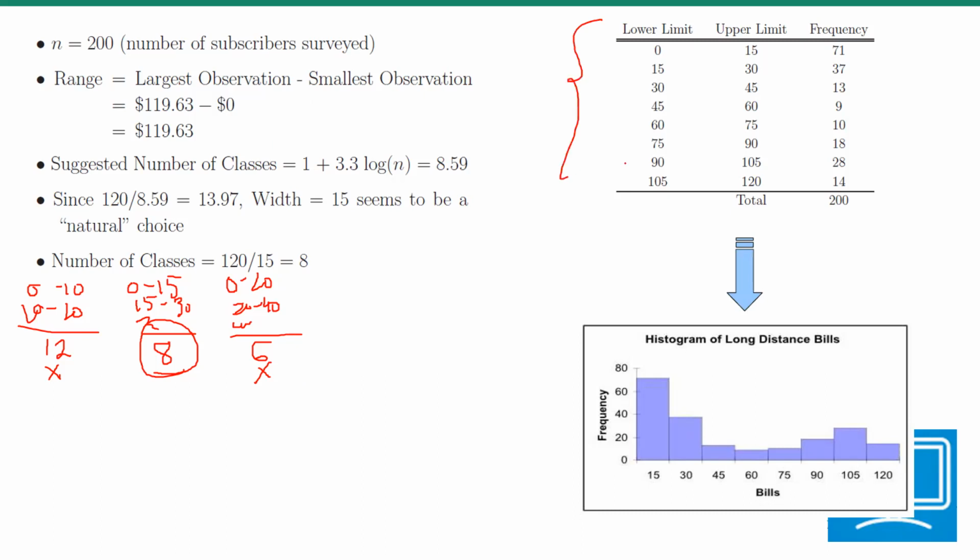Okay, frequency, you see, frequency table. So a frequency table gives us the frequency of the data. That means between 0 to 15, how many data points are there?